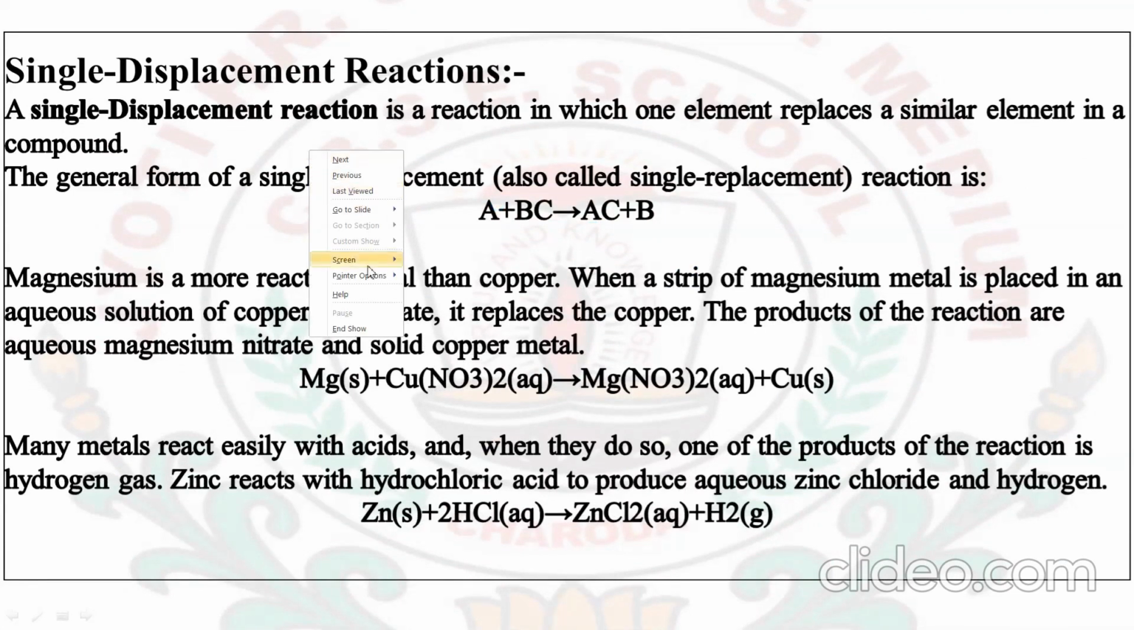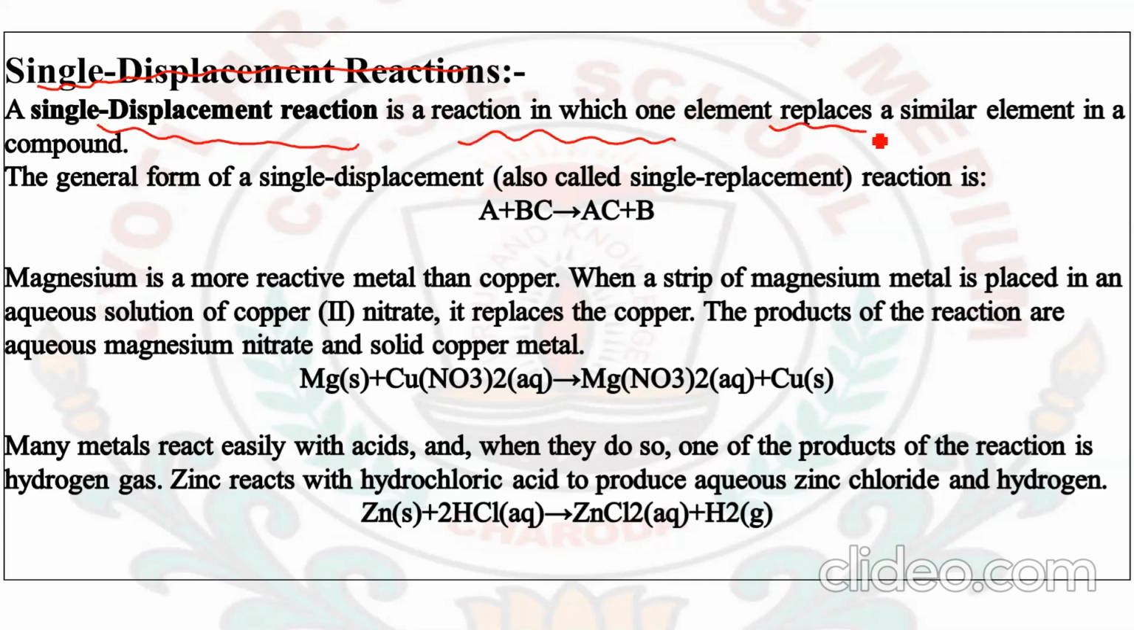So displacement reaction is also of two types. The first is the single displacement reaction. What is a single displacement reaction? A single displacement reaction is a reaction in which one element replaces a similar element in the compound. Okay, one element is replacing the similar element in the compound.